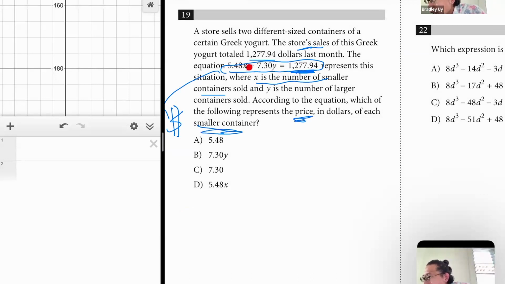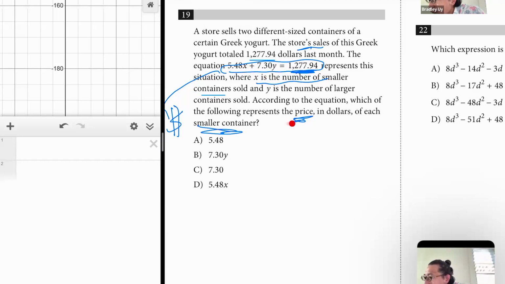We want to look for what's associated with the X. Okay, so if X is the number of small containers, then this is the price next to it. Because if we had one small container, if we plugged in a 1 there, it would cost us $5.48. If we plugged in 2 there, which is the number of small containers, we would have 5.48 times 2, which implies that each small container costs $5.48.